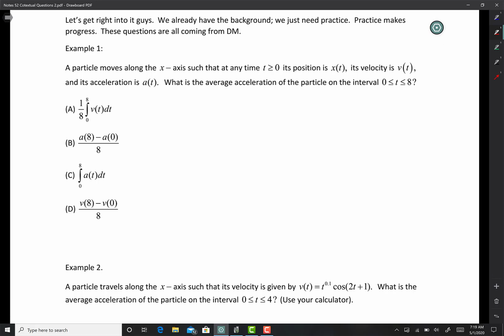So a particle moves along the x-axis such that at any time t greater than or equal to 0, its position is x of t, its velocity is v of t, and its acceleration is a of t. What is the average acceleration of the particle on the interval 0 to 8? Okay, so this right here, 1 over 8 integral 0 to 8 of v of t, this is going to give you average velocity. So there's multiple choice. We have to choose one, guys.